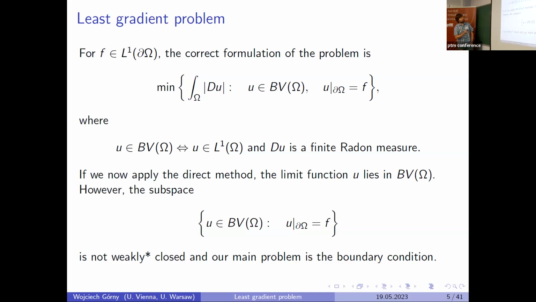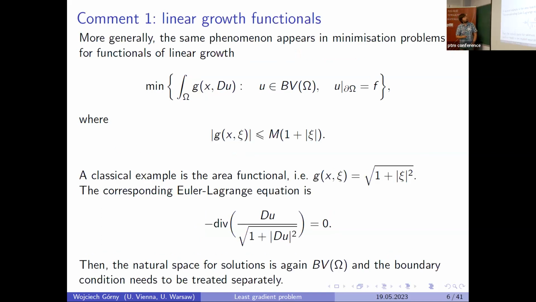And here is time for three comments. The first comment is that this happens whenever we have a functional with linear growth. Basically, it's not related to the Lagrangian problem. If we minimize a functional with this bound, so this is bounded by a constant plus something which grows linearly in the second coordinate, we have basically the same behavior. A classical example, which was considered far earlier than the Lagrangian problem, is the area functional with the corresponding Euler-Lagrange equation, which is the minimal surface equation.